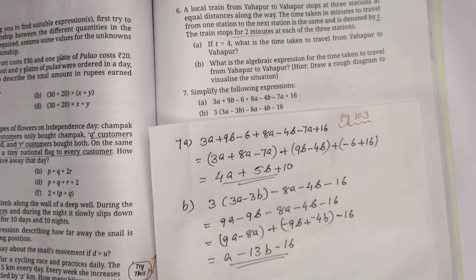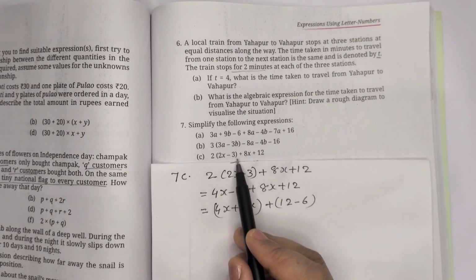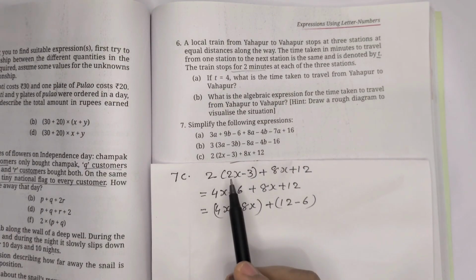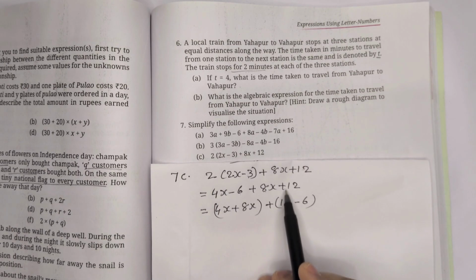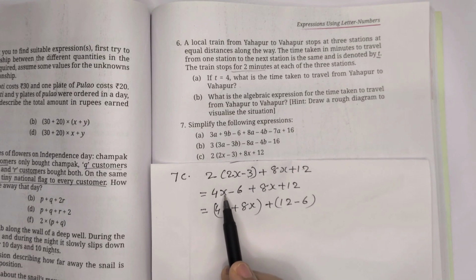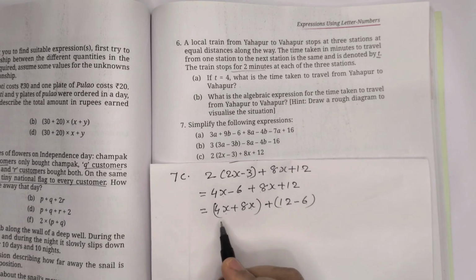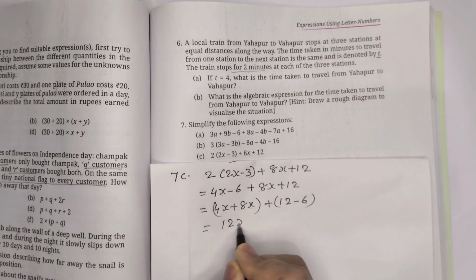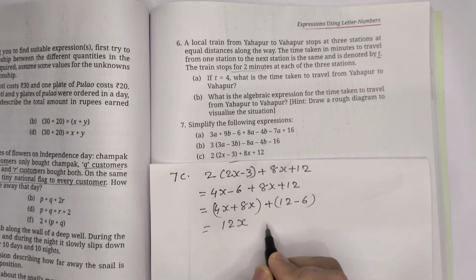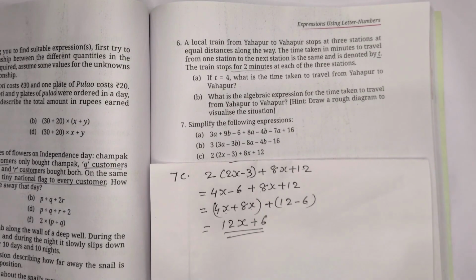See, 2 into 2x minus 3 plus 8x plus 12. Open the bracket. 2 into 2x, 4x. 2 into minus 3, minus 6, plus 8x plus 12. Like terms together. 4x plus 8x, 12 minus 6. So 4x plus 8x, that means 8 plus 4, 12. 12x. 12 minus 6, 6. So 12x plus 6.